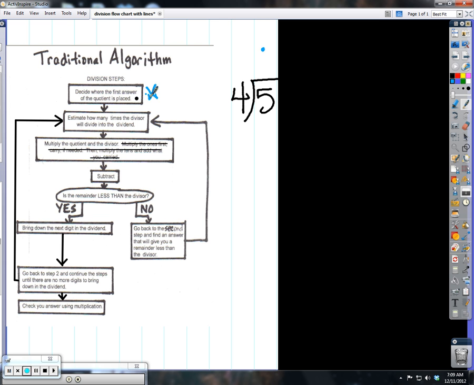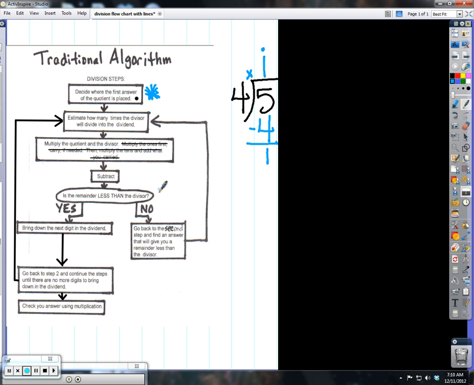This is one of the most important steps that many times people want to skip, but when you work with larger numbers, this step is really critical. Okay, now let's go to the next step. Estimate how many times the divisor, which is 4, will divide into the dividend, only the 5 that we're looking at. So 4 will go into 5 one time. Another way to think about this is 4 times what number gives you something as close to 5 as possible without going over. The next step, multiply the quotient and the divisor. So 4 times 1 is 4, and we'll put that below the 5. Next step, we subtract. So 5 minus 4 is 1.